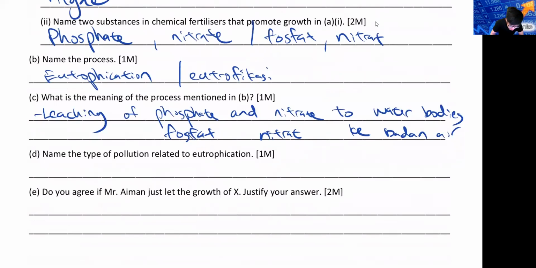Okay, next, name the type of pollution. Obviously this is your water pollution because it happens in the water. Okay, pencemaran air.